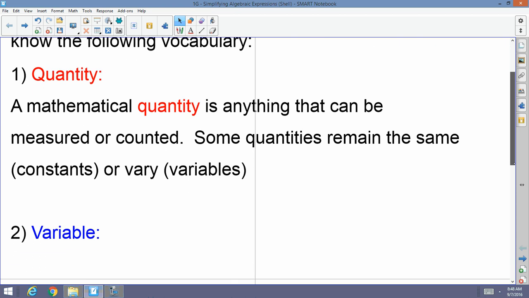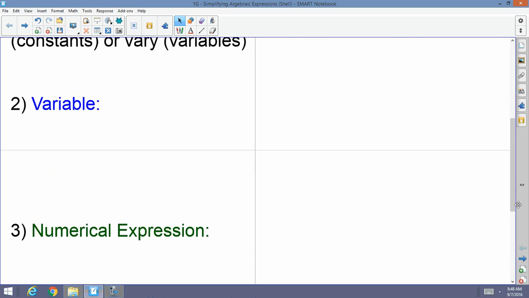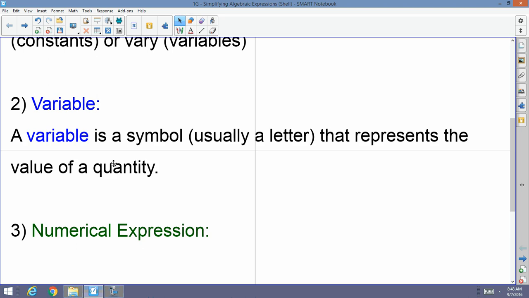Number 2, a variable. A variable is a symbol, usually a letter, okay? Popular variables are n and x. That's why we do not use x for multiplication any longer. So a variable is a symbol, usually a letter, that represents the value of a quantity.